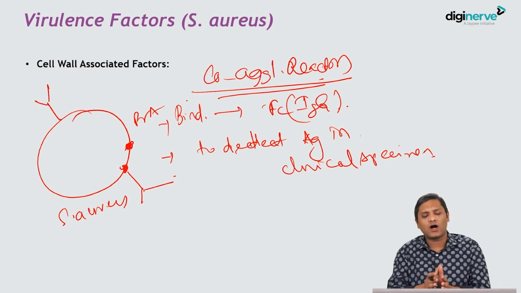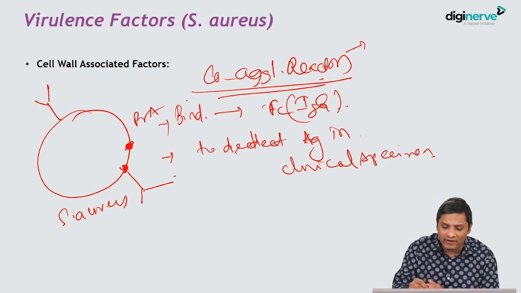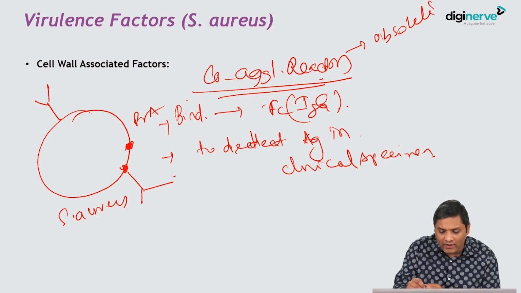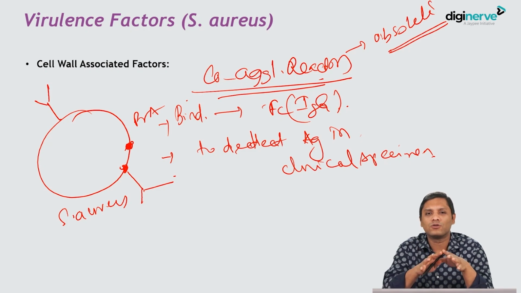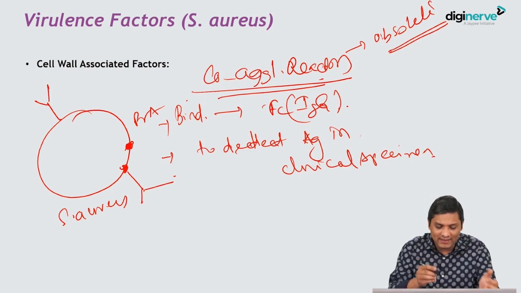Okay, so this is obsolete now. This coagglutination reaction is not in use. It is obsolete. However, I can just tell you the principle of this, what was used before. The principle of this test is that the Staphylococcus aureus acts as a carrier molecule.